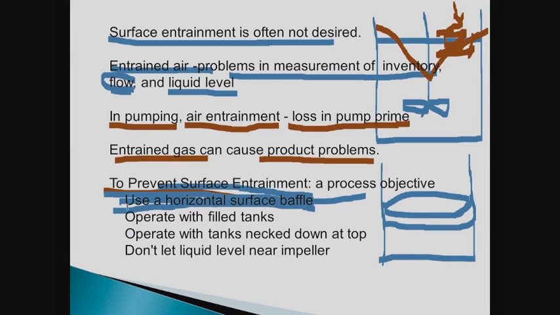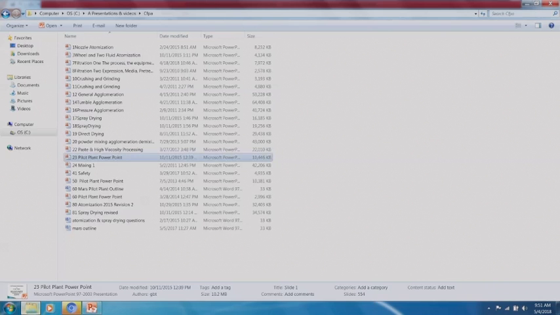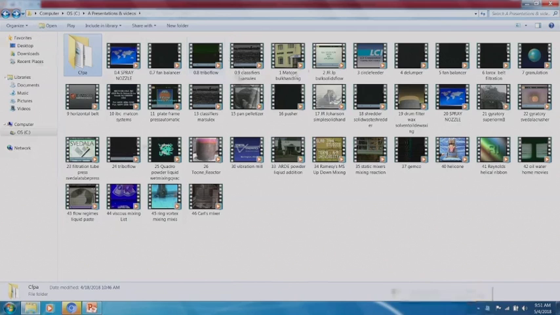Anyway, surface baffles you sometimes see. Maybe I should go and show you a surface baffle. Let's see what happens here. I'll go to my movies, go back, and we go to Artie Barinko. Where's Artie? Here's Artie.